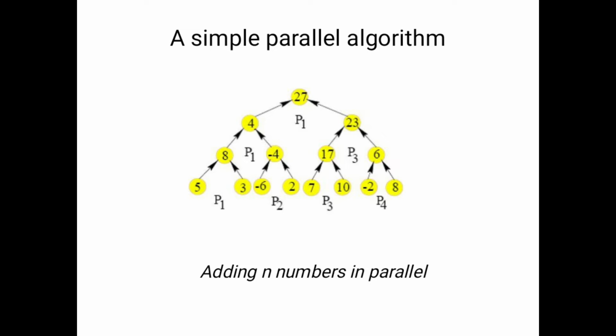In this diagram, a particular number is divided into n numbers in parallel. Here 4 is divided into 8 and minus 4, and 8 is divided into 5 and 3. Minus 4 is again divided into minus 6 and 2. In that way the entire set of numbers is divided into n numbers in parallel.